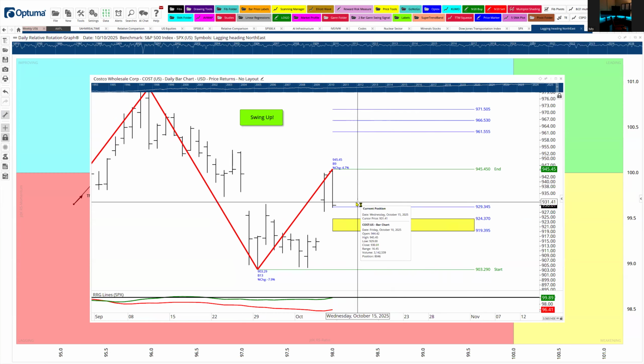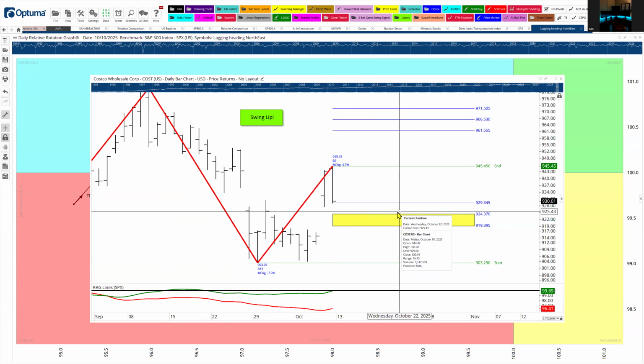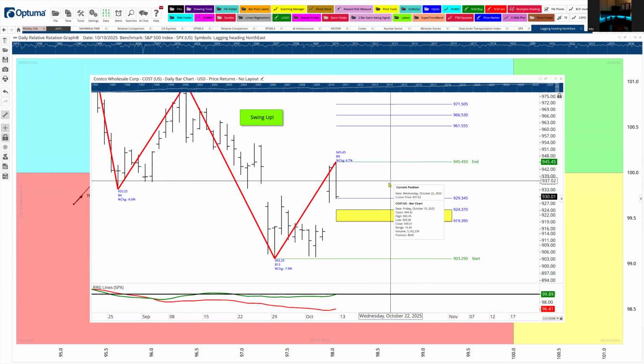This is a consumer staple stock anyways. So we'll see. We'll swing Costco. See how it goes.